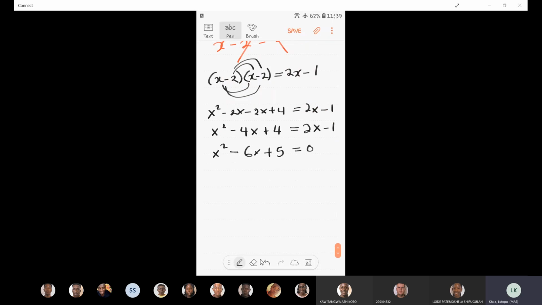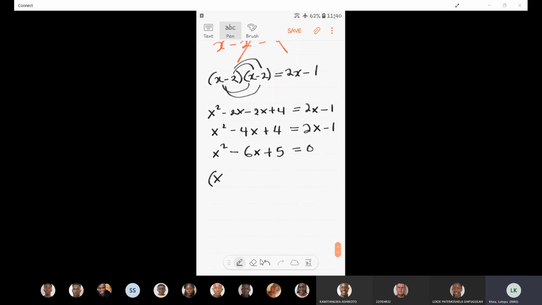Now you can choose any of the three methods that we have done to solve this. You can complete the square, you can factorize if it is possible, or you can use the formula. So when you are not given any restrictions, it is up to you to choose. So this one can be factorized, so I will choose to factorize it. I'm looking for two numbers that multiply to give me 5, and when I add them, the two numbers should give me negative 6. So that is negative 5 and negative 1.